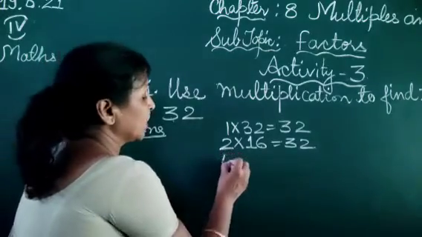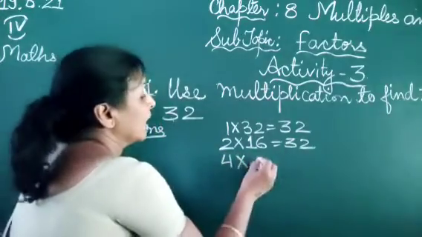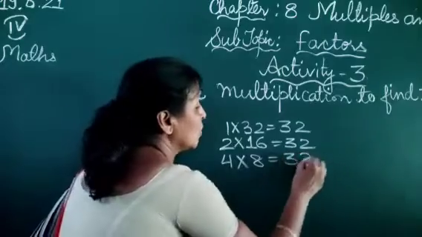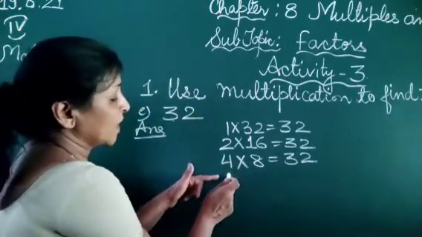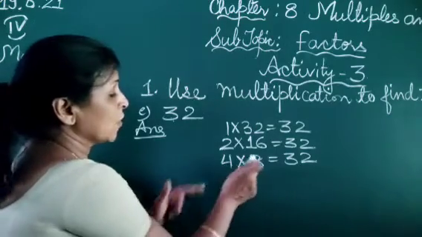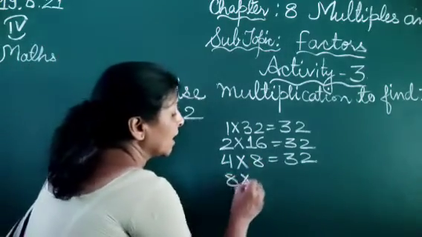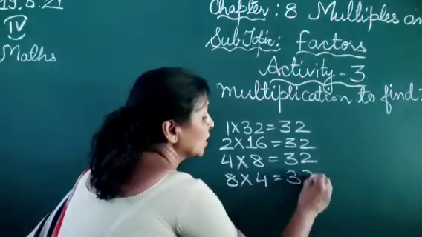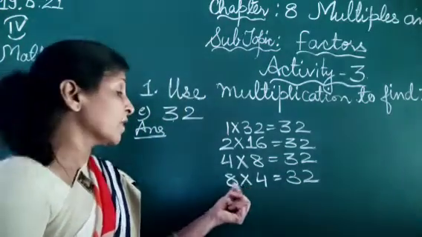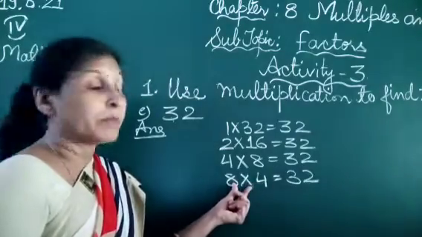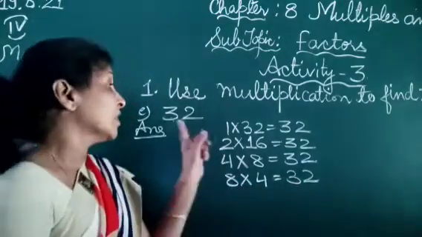Then after 2 we can take 4. 4 8s are 32. After 4, 5, 6 we cannot take, 7 also we cannot take. Then 8. 8 4s are 32. Means we can take the number in this way, then we multiply both the numbers, then we get the given number.